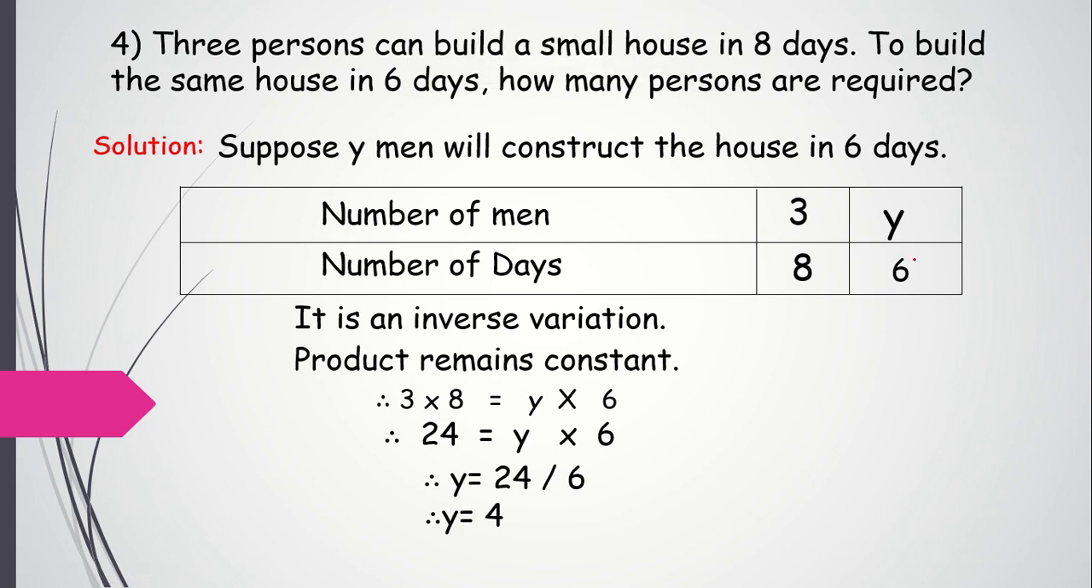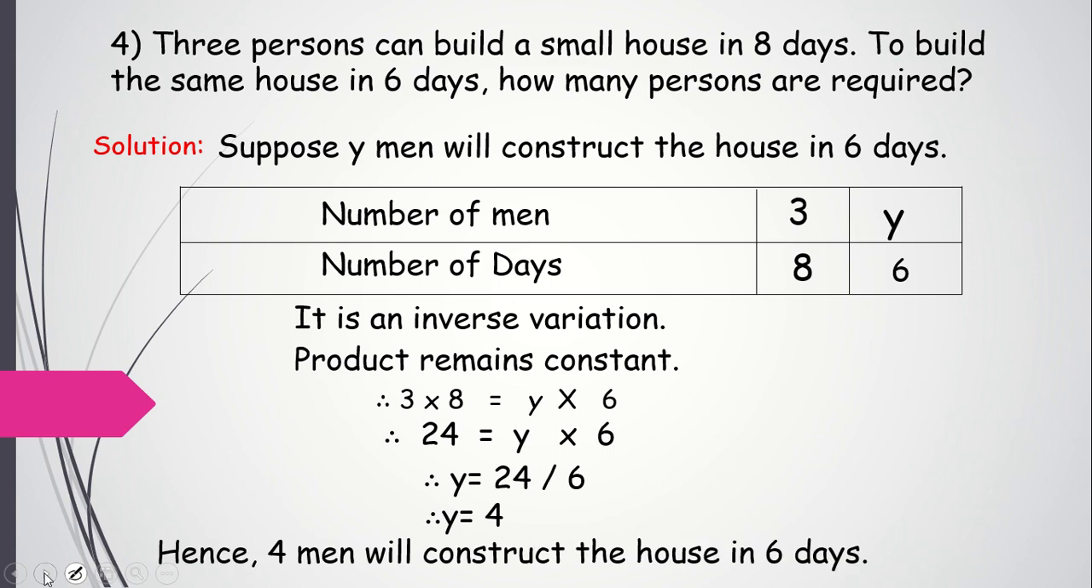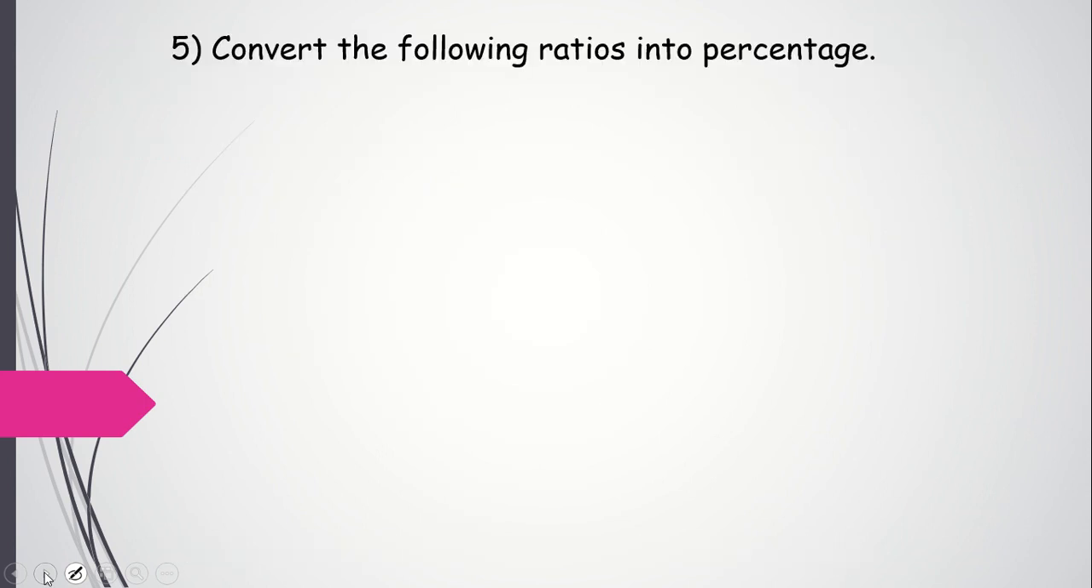So in order to finish the work in 6 days, we will need more people. 4 people at least we will need. Hence 4 men will construct the house in 6 days.